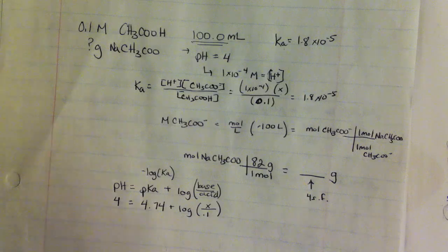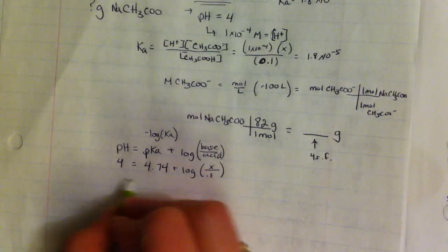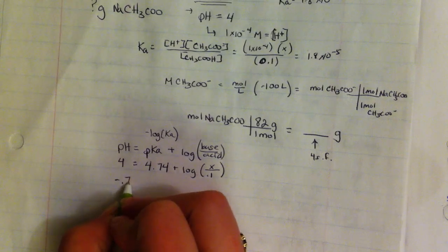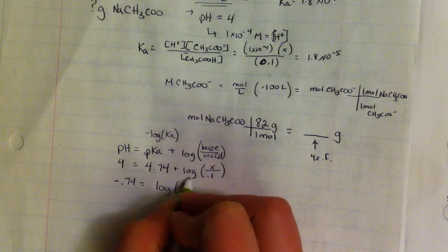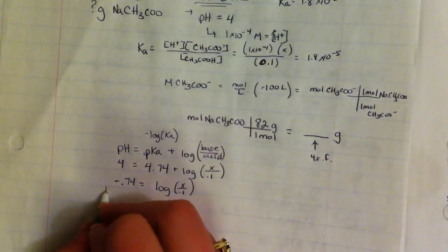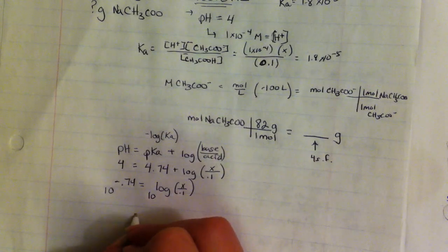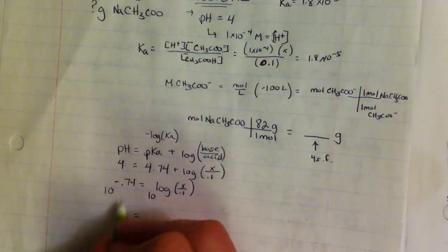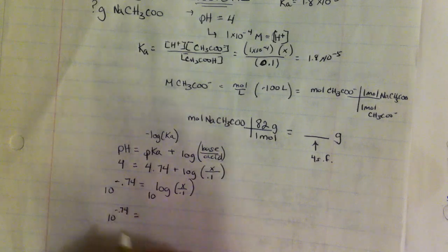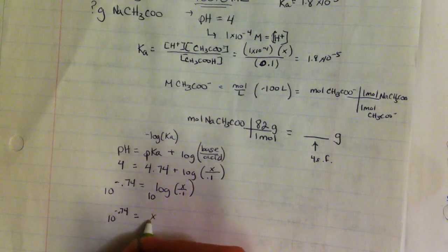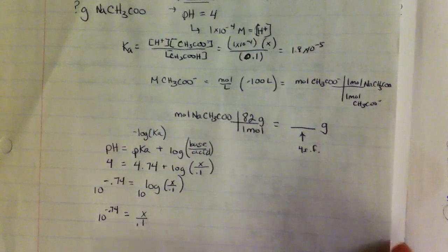So we have some algebra here that you might not be familiar with, but it's pretty simple. All we do is subtract here, so we get negative 0.74 equals the log of x over 0.1. And then what you can do is you can say 10 to the power of that and 10 to the power of that, so that when we rewrite it, I'm not sure what this number is, and I don't have my graphing calculator at home. So whatever that number is equals x over 0.1. Okay, and then you would solve for x.